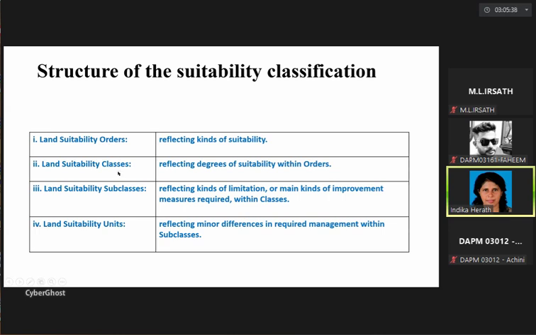During the classification of classes, you classify the land into various different suitability classes. And then similarly you can have subclasses, suitability subclasses, and suitability units. A unit reflects the minor differences in required management within the subclass, right? So therefore, those suitability classes can be further divided into various categories.